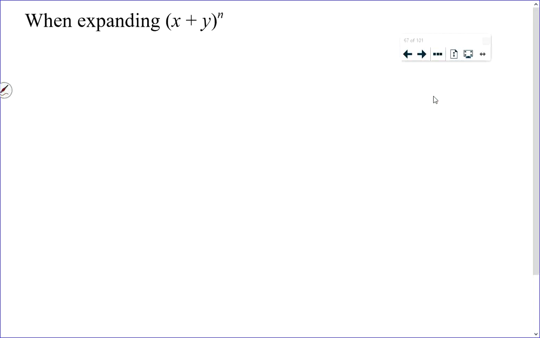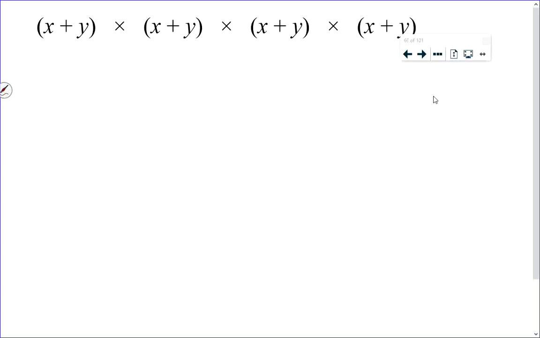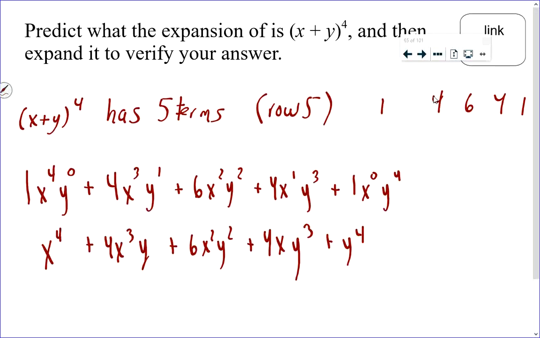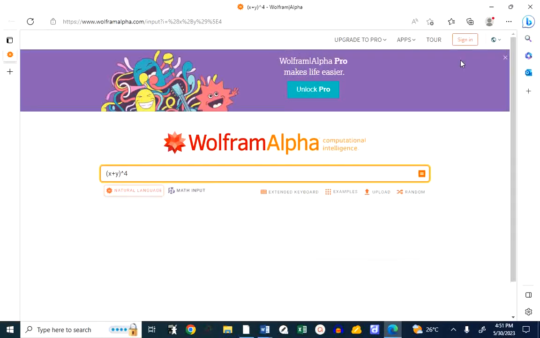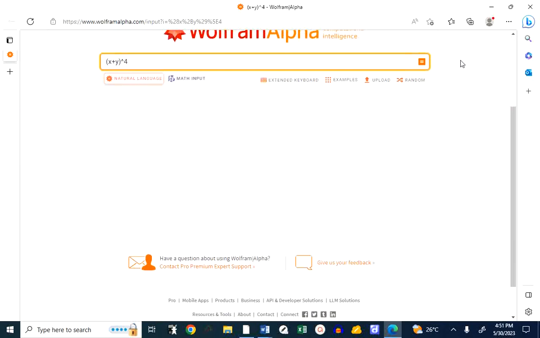So if you turn the page, please. Oh, I'm sorry. I said we were going to verify this. I'm going to verify it not by expanding it out, but by entering in x plus y to the 4 into Wolfram Alpha. Apparently the internet is very slow right now.